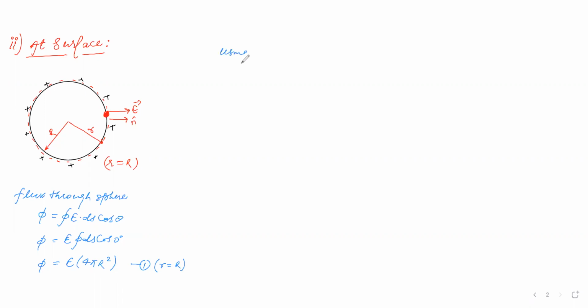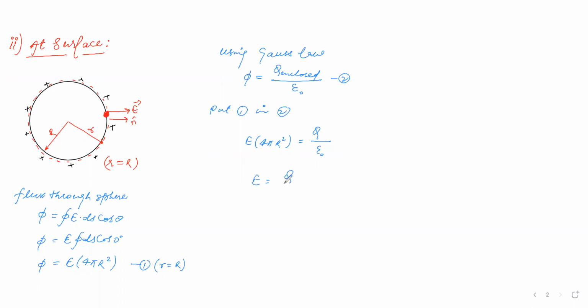Now, using Gauss law, we can write your flux is equal to total charge enclosed over epsilon naught. Or we can also write Q enclosed is equal to phi epsilon naught. This is your equation number 2. Put value of 1 into your phi, which will be E into 4 pi r square is equal to Q enclosed, which can be considered as Q over epsilon naught, where E is equal to Q over 4 pi epsilon naught r square. This is the value of electric field in terms of charge Q.